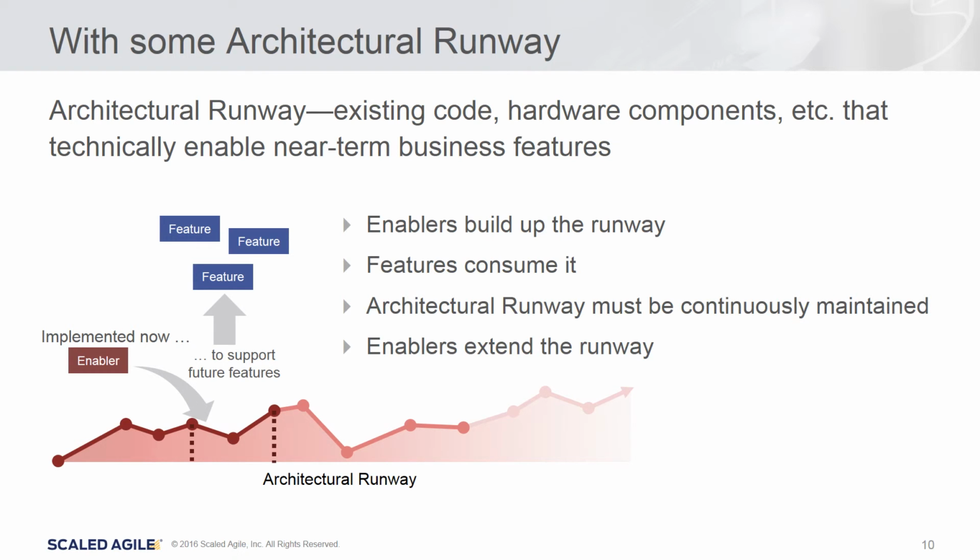Features consume the runway. We're landing those jumbo jets on it. The business features use the runway, and pretty soon we need more runway. That means we must continually maintain the architectural runway. So we build it, we use it, and extend it again and again over time.